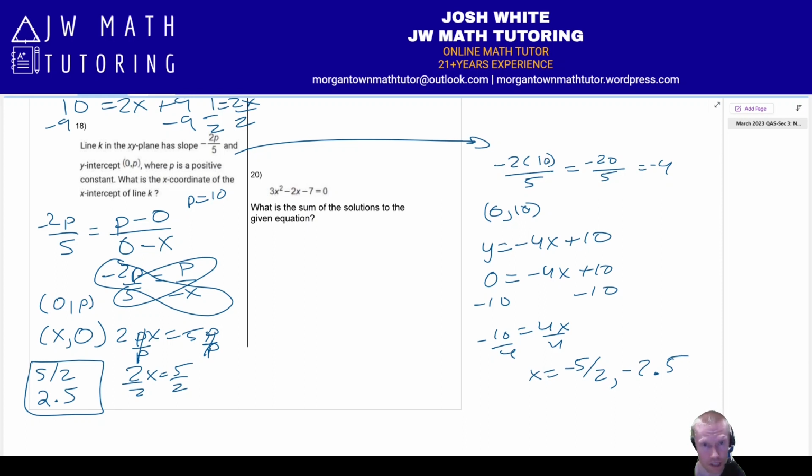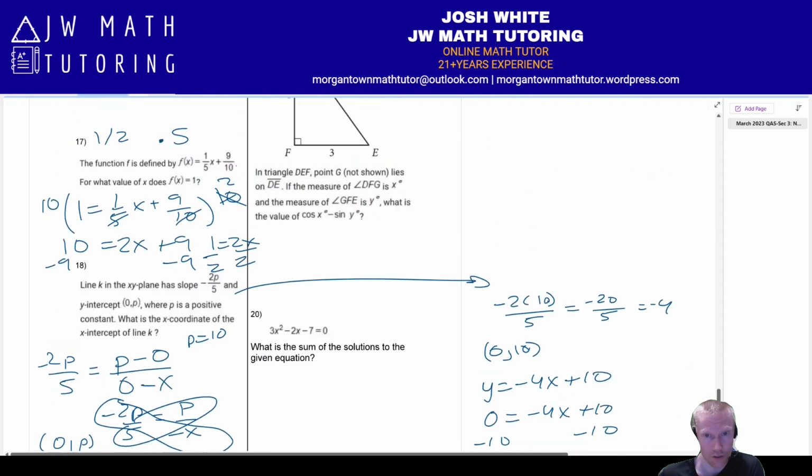So this is an alternate method, picking numbers, but you do have to recognize to pick a number for p that's easy to work with. The reason I picked 10 is because it makes the slope a whole number. It comes out to negative 4, right? As compared to like 1 or 2 or 3 or something like that. So there's two ways you could solve 18 to get the x-intercept.